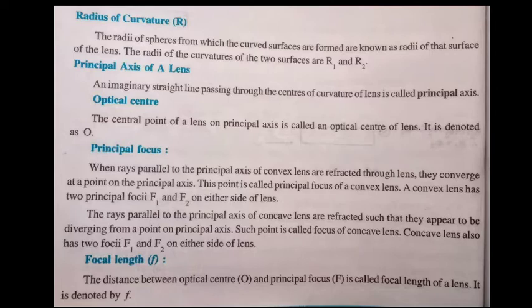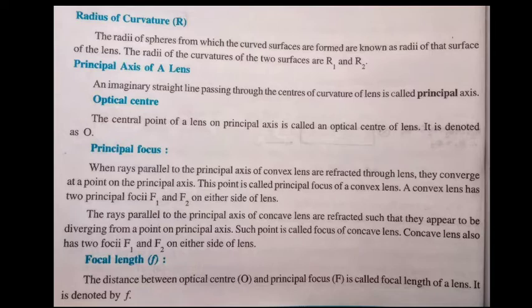A convex lens has two principal foci, capital F1 and capital F2, on either side of the lens. The rays parallel to the principal axis of a concave lens are refracted such that they appear to be diverging from a point on the principal axis. Such a point is called the focus of a concave lens. Concave lenses also have two foci, F1 and F2, on either side of the lens. You can see from the figure.